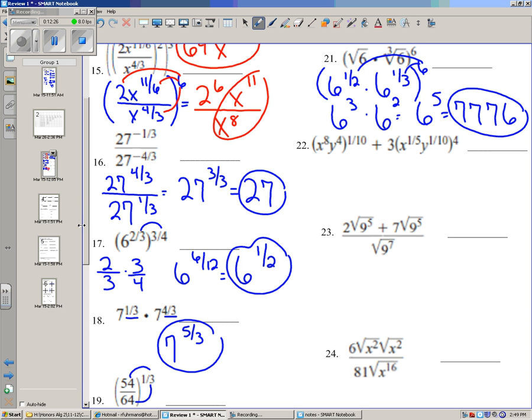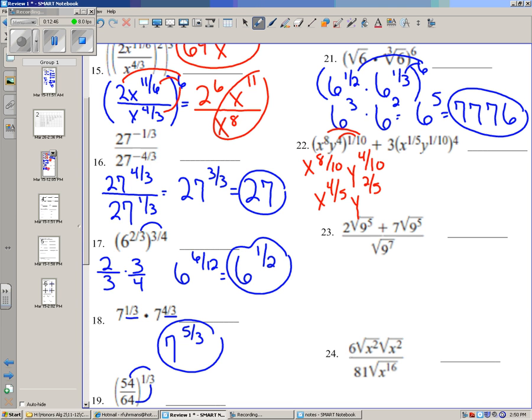So first on 22, I'm going to take the 1/10 and distribute it in. So x to the 8/10 and y to the 4/10. And then I'm going to simplify these fractions into x to the 4/5 and y to the 2/5.